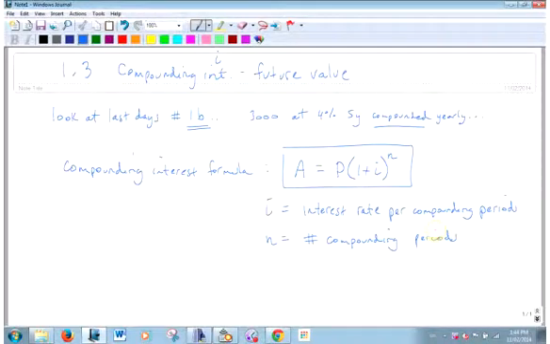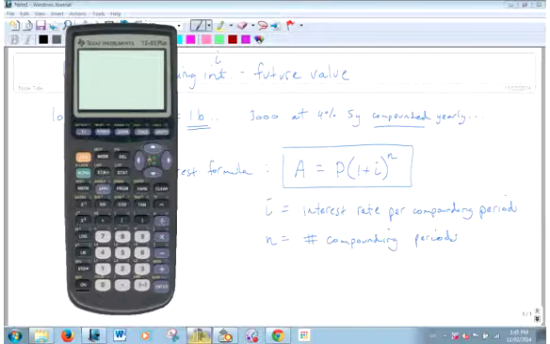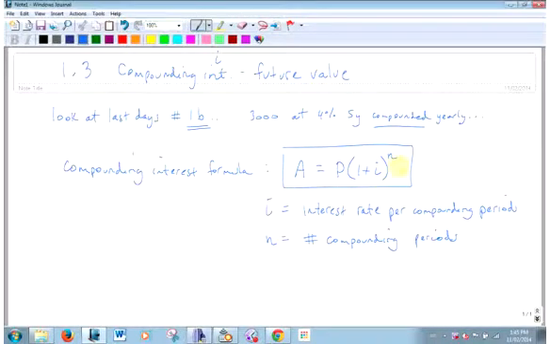Okay? So the example I just did there, well, that was 4% per year. Okay, it was compounded every year. And I used 5 compounding periods, or 5 years. But it's not always going to be years. Okay, so that's why we can't put here years or time.